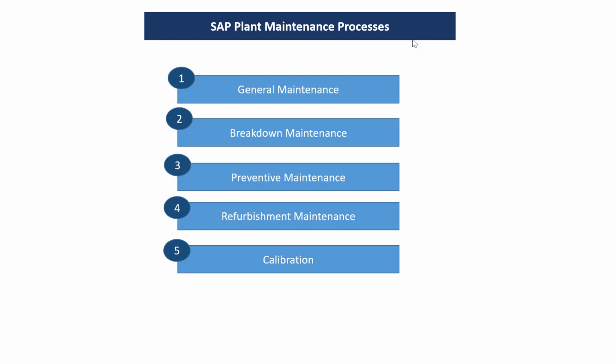Next is the refurbishment process. Let's say you have very highly valued equipment, in that case it has to be sent for refurbishment internally or externally. So for that purpose we have the refurbishment process. And next is calibration. In calibration, the equipment which you are using for measuring purposes has to be calibrated with the standard equipment. So that process also we have here.